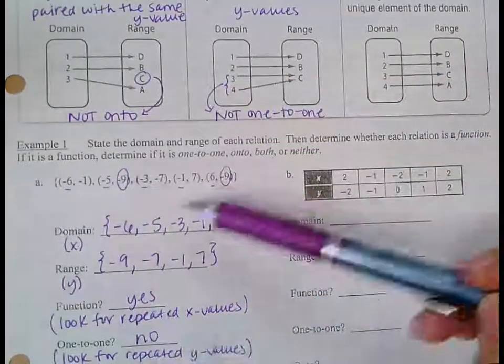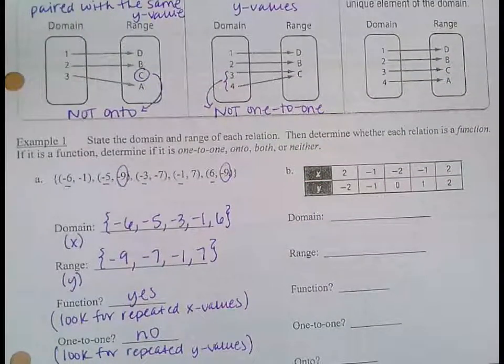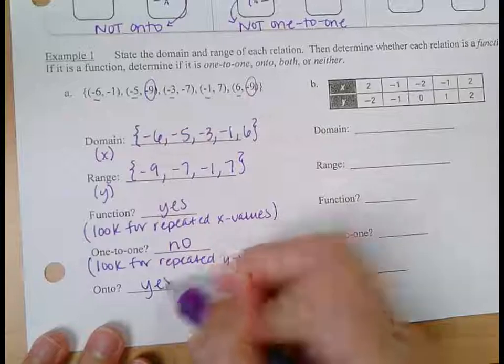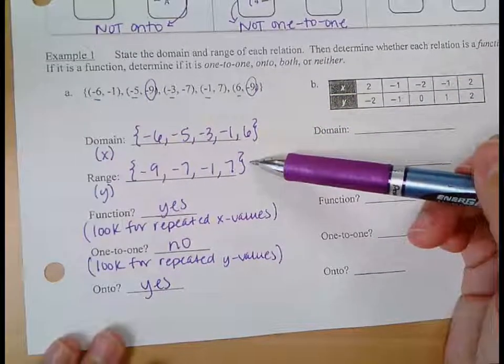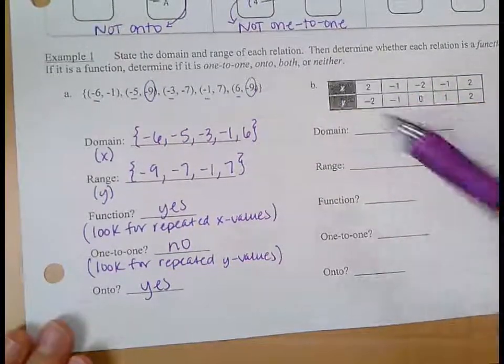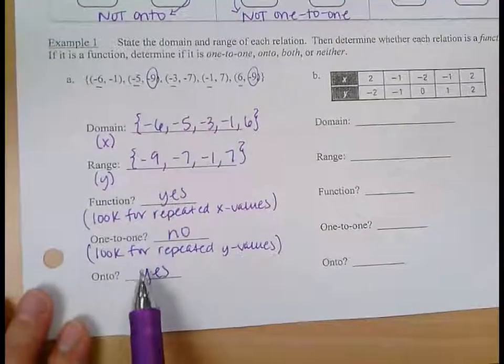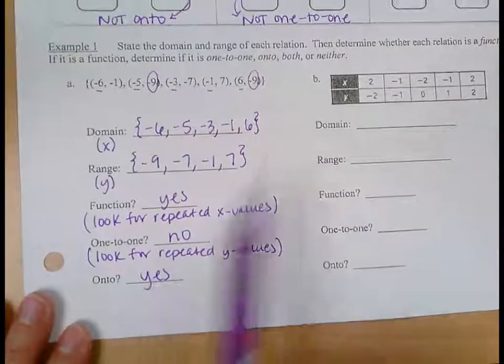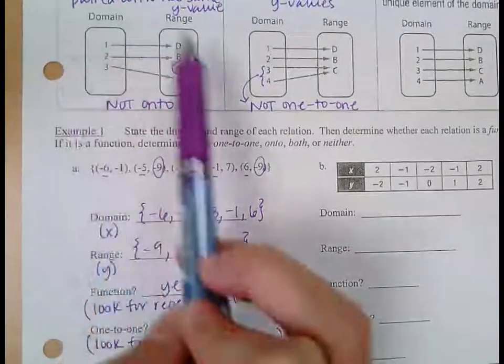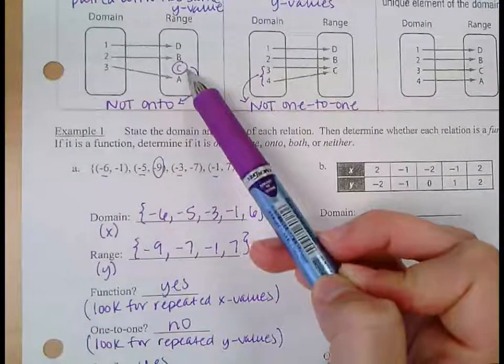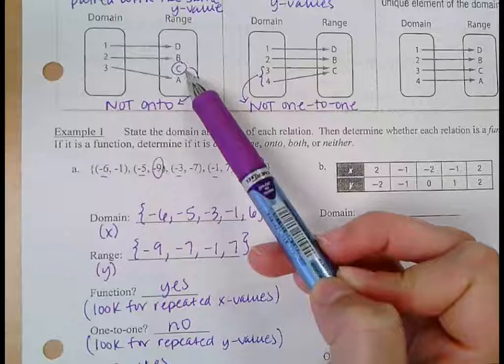So that's not the case here. We weren't given a list of values in the range, and then we saw that one or more of them isn't being used. So yes, this is onto. All of the values that are in our range were used from the ordered pairs. Basically, the only time this is going to be no is if you are given a mapping, and you can actually see this range value isn't being used.